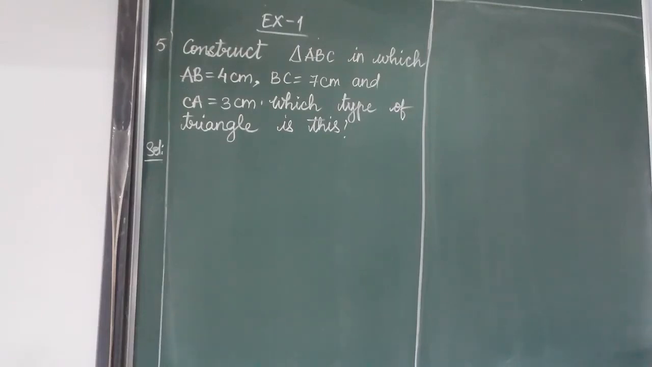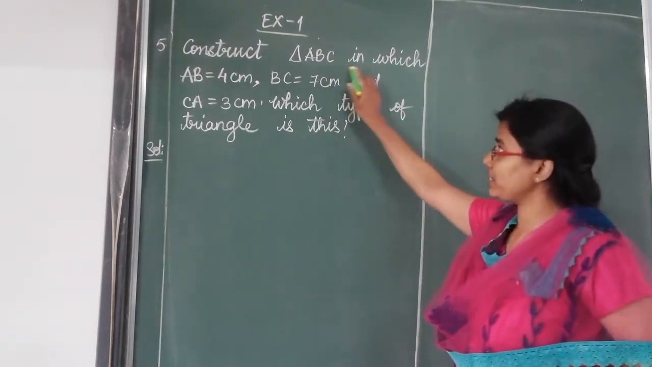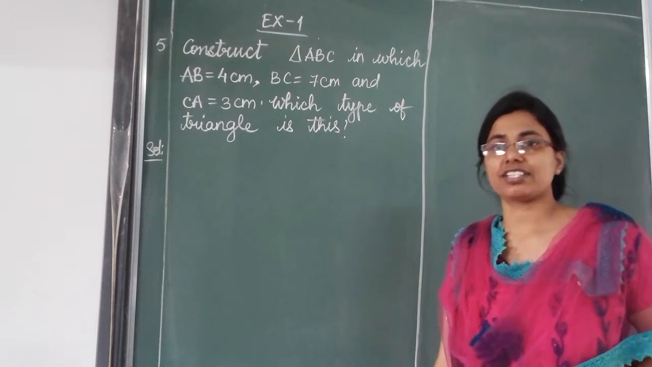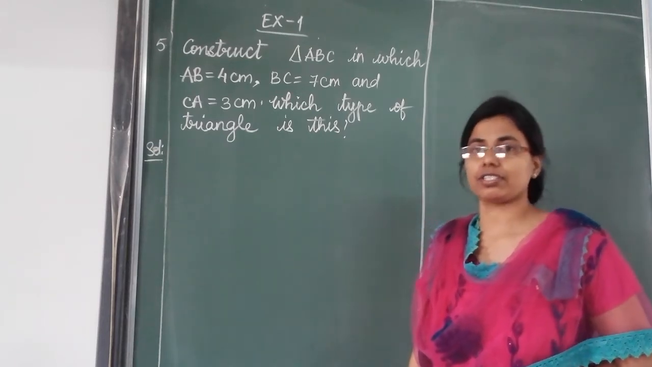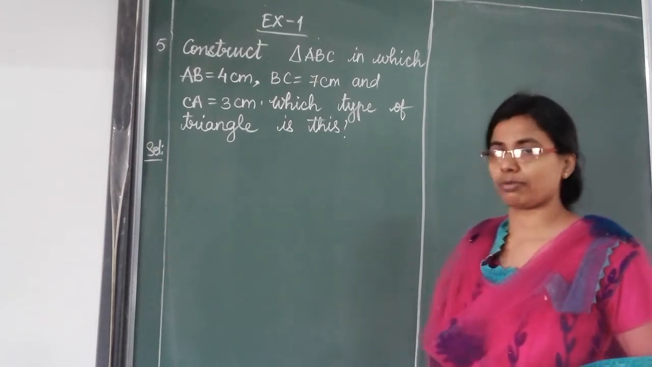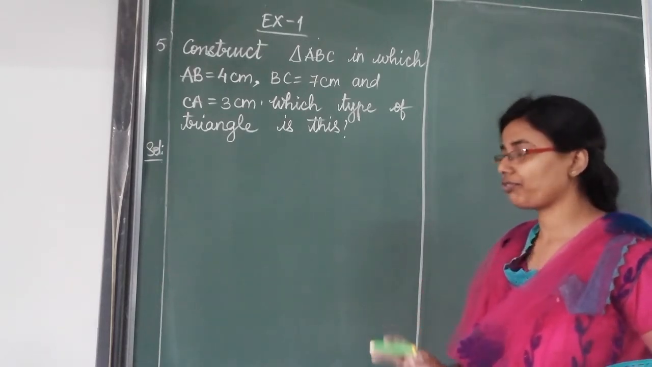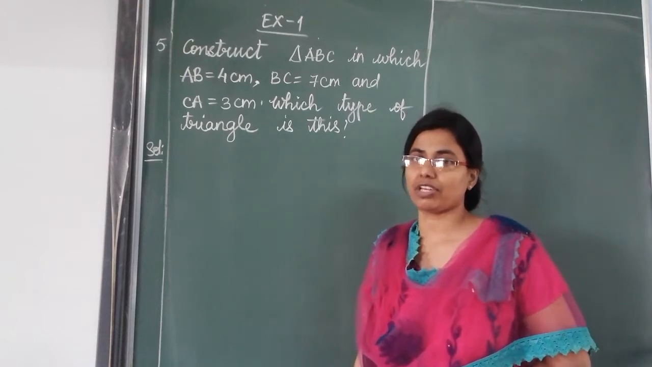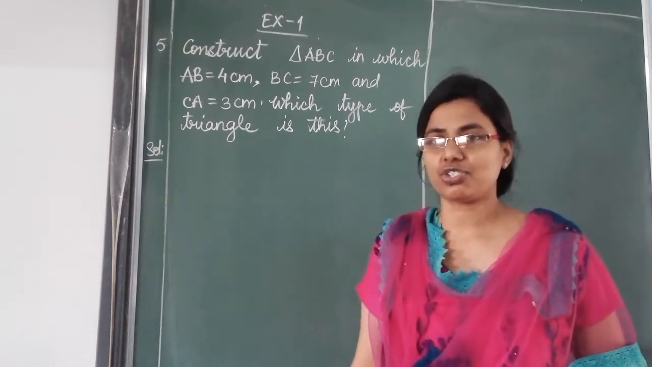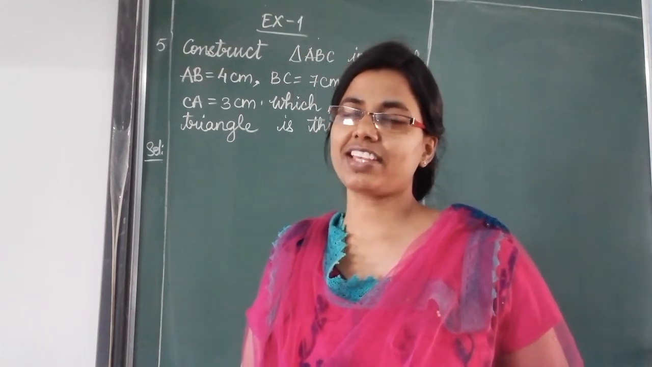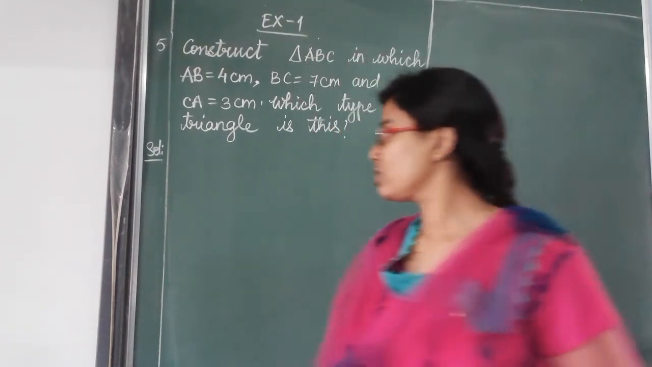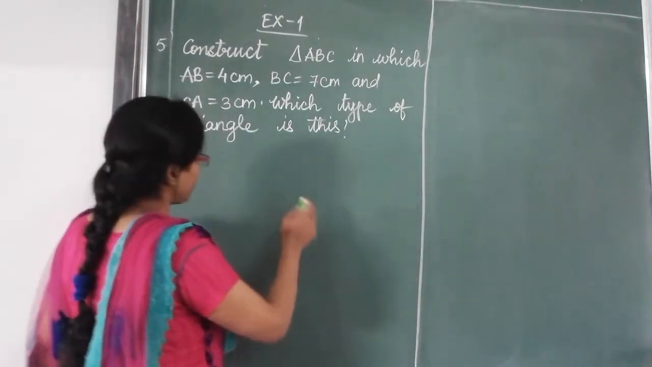So now let's do the next problem, which is exercise 1, fifth problem. Let's read the question. Construct triangle ABC in which AB is equal to 4 centimeters, BC is equal to 7 centimeters and CA is equal to 3 centimeters. Which type of triangle is this? Now let's begin the construction. What is the first step that we need to do? Excellent. Perfect. So first thing is draw a rough figure.